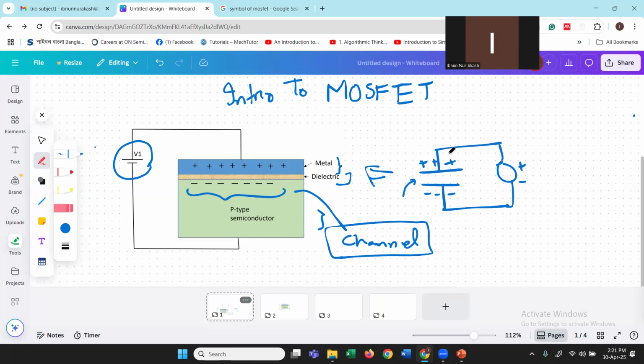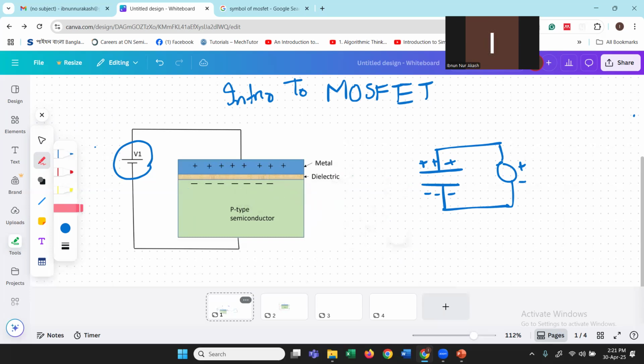Well, one may ask, this is a p-type semiconductor, then how do we get the free electrons? Well, a p-type semiconductor has minority carriers. So when we apply a voltage, those minority carriers will pop up on the surface of the p-type semiconductor. So nothing new, nothing special is happening at this moment. It's the old capacitive action. To learn something new, we need to explore further.